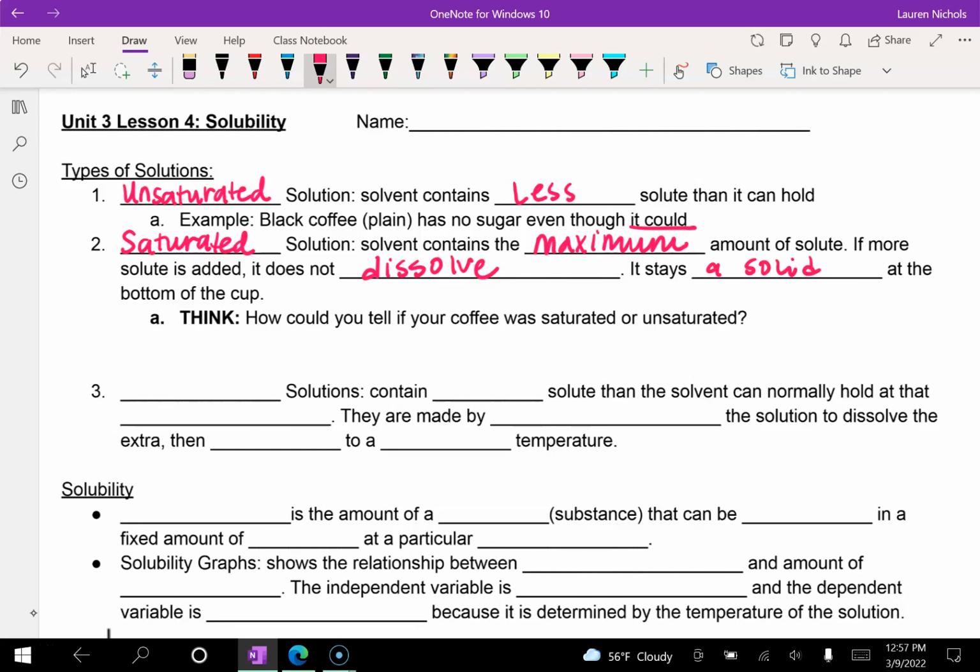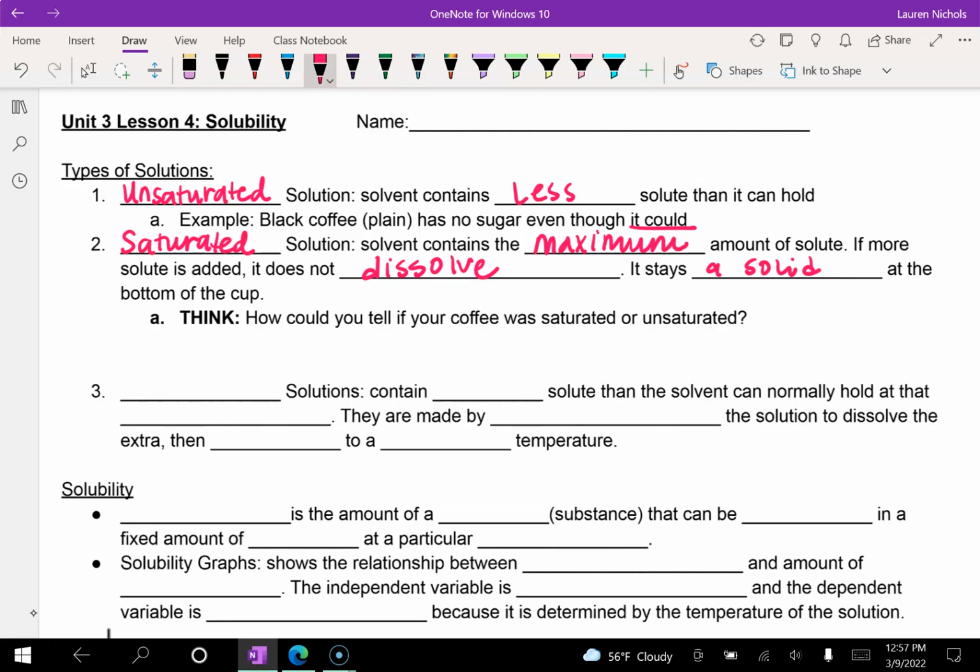For example, one time I went somewhere and they gave me unsweet tea and I tried to put sugar packets in. I tried to open it and pour the sugar in, and the sugar just would not dissolve. It stayed a solid and it was very gross. It was grainy and I didn't enjoy it.